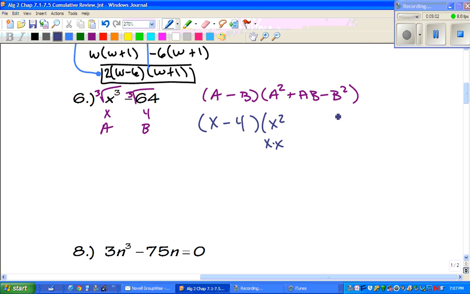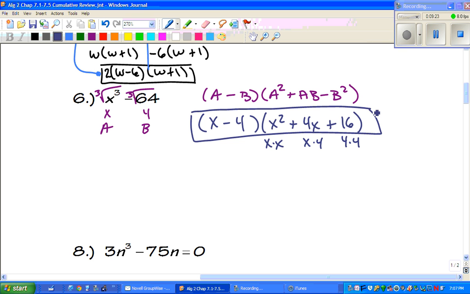That's x times x, which is x squared, plus x times 4, which is 4x, plus 4 times 4, which is 16. Okay? And that is the final answer.